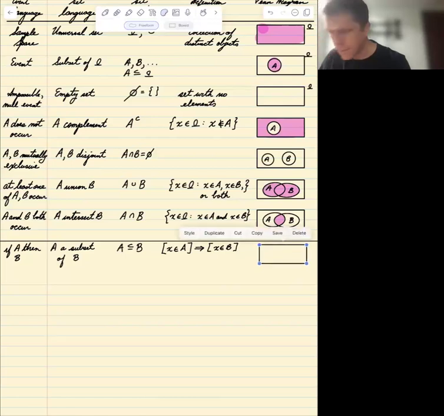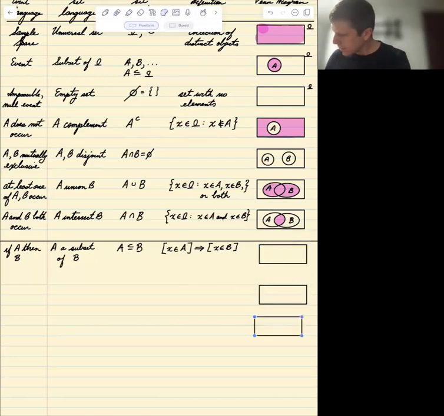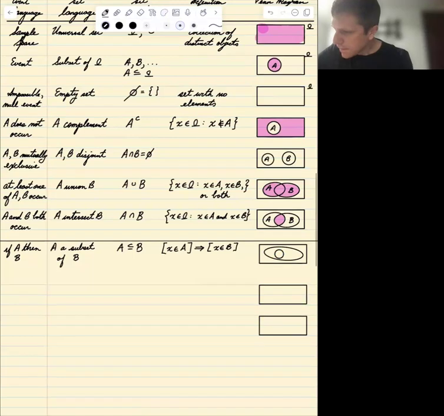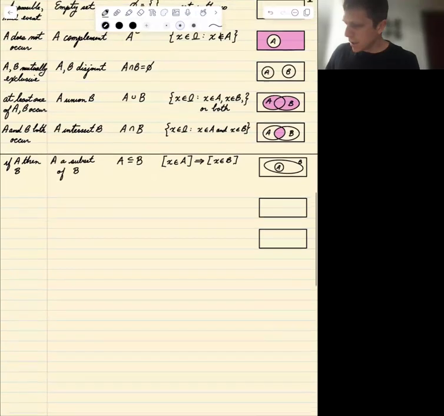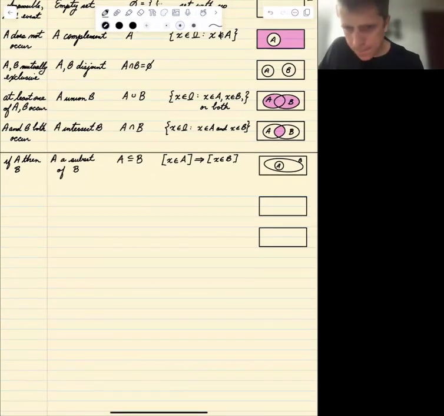As a diagram, let's see how many are left. So as a diagram, what is this? This is saying, okay, A is in B. Let's call this B. Let's call this A. This is A. This is B. So B is bigger than A. Everything that's in A is also in B. Okay.